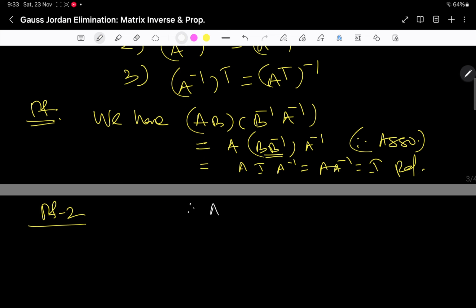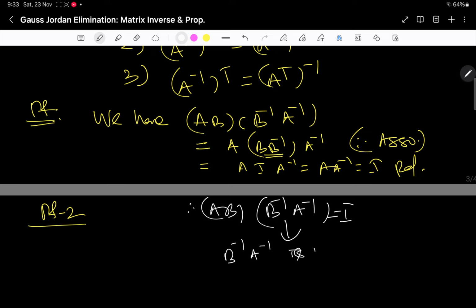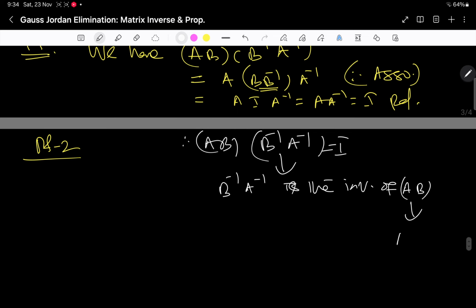Means we are getting AB into B inverse A inverse is my identity. So this implies B inverse A inverse is the inverse of AB. But the inverse of AB is really what? (AB) inverse. So this B inverse A inverse is my (AB) inverse, proved now.